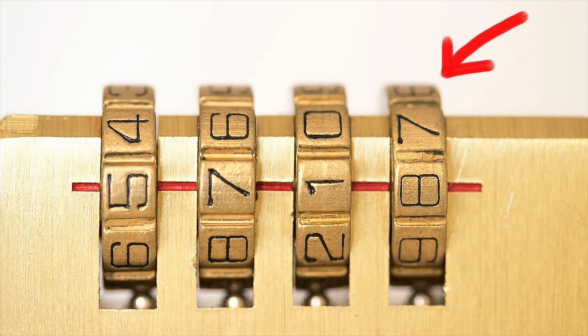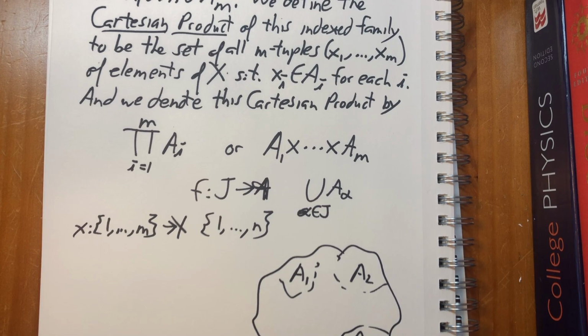Each set A sub I is one of the reals in the lock, and each M tuple is one of the combinations for the lock. The set X is all of the numbers on all of the reals of the lock put together. I think this is amazing.